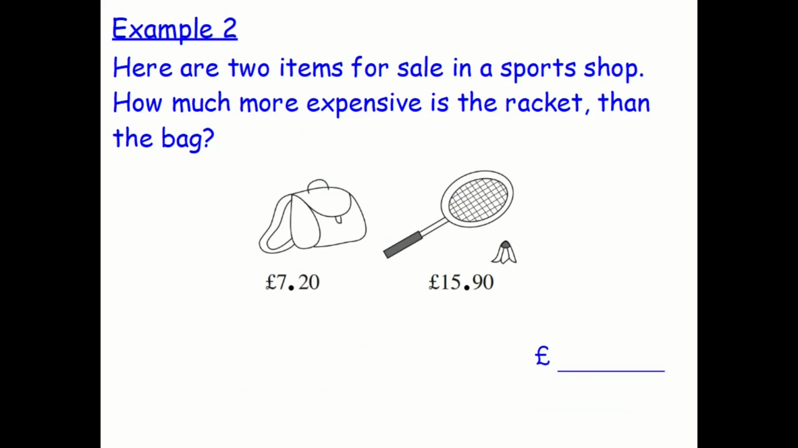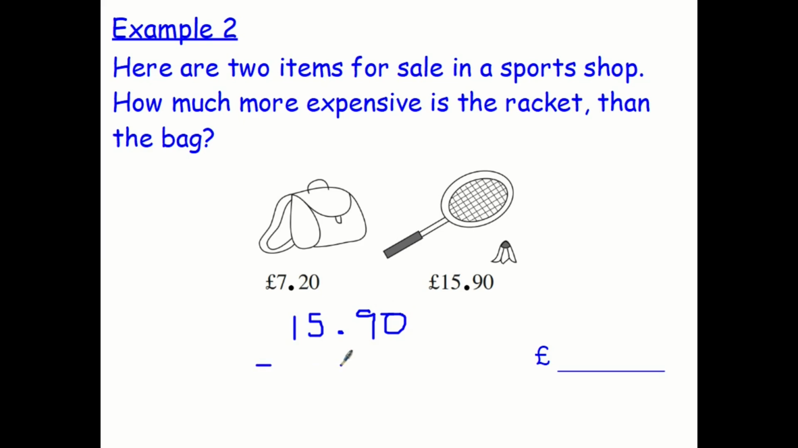Example number 2. Here are 2 items for sale in a sports shop. How much more expensive is the racket than the bag? Okay, we've got a couple of decimals here because we're talking in terms of money. And if you've watched the other videos, you will know that it's really important to line up the decimal point. So I'm trying to find out how much more expensive the racket is. So that one needs to go on the top of my column. So 15.90 or £15.90.